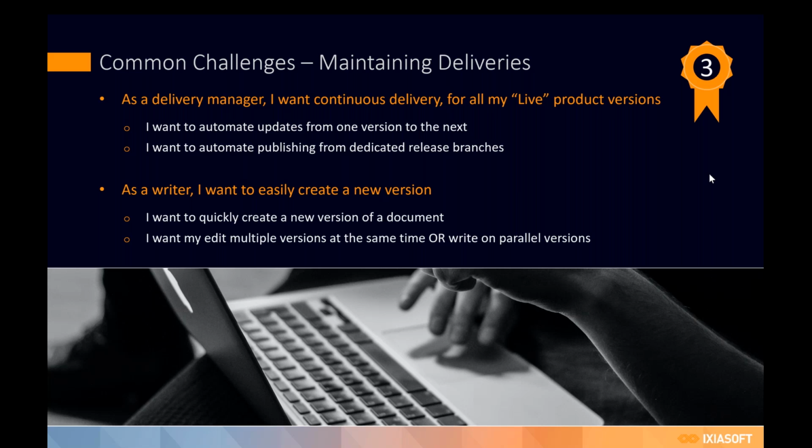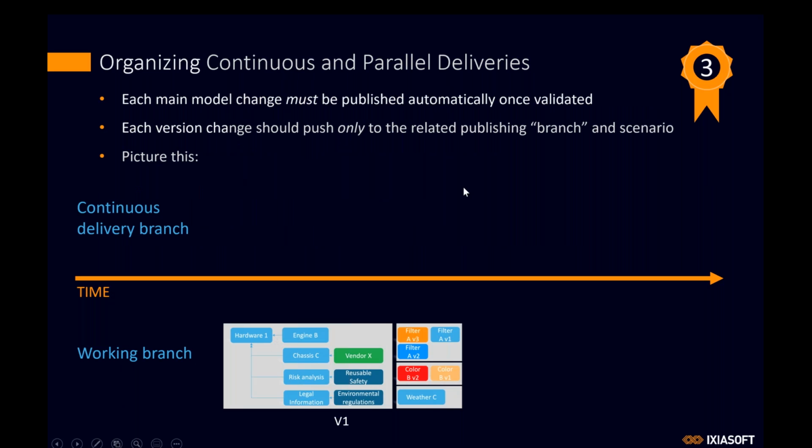As the writer, you want to be able to create easily a new version and have a choice to edit multiple versions at the same time or select where the changes apply. And we'll see that in the demonstration. In this example, what we're seeing is that the content is developed in the working branches at the bottom line. That's the V1 hardware 1. And once ready, the content is pushed automatically to the continuous delivery branch, where it's picked up for publishing.